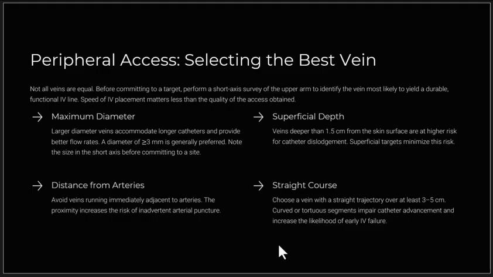So the ideal vein is going to be large and nowhere near an artery. We would also love a vein to be really superficial, right? It's going to be more comfortable for the patient if it's not a deep vein. And veins that are deeper than 1.5 centimeters from the surface tend to be at higher risk for catheter dislodgement. So we would love to have something that is fairly superficial and also one that is running rather straight. We have a vein with a straight trajectory. That also is going to make the procedure more successful, as tortuous veins or those that curve might impair our ability to advance the catheter appropriately and therefore would increase our likelihood of having a failed IV.